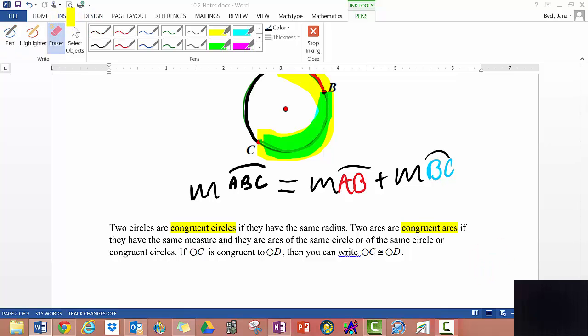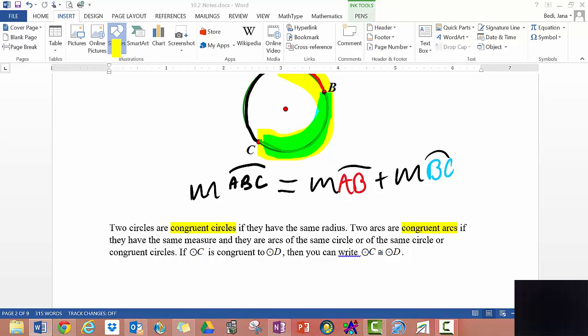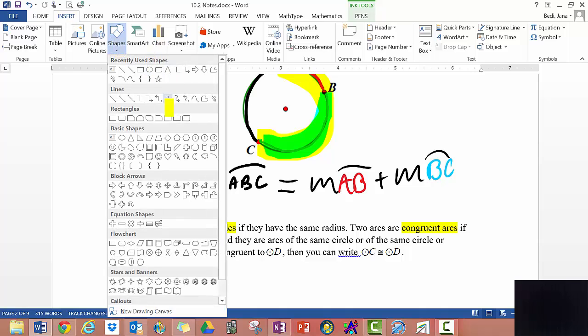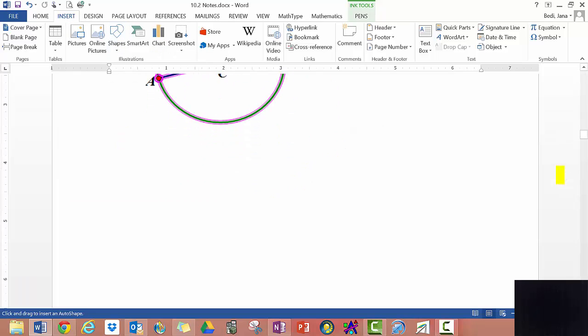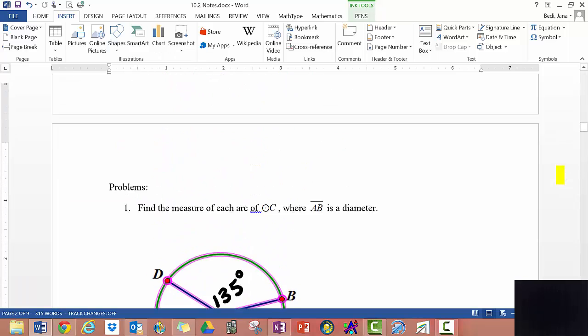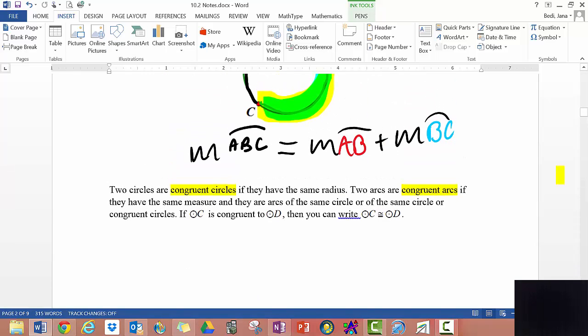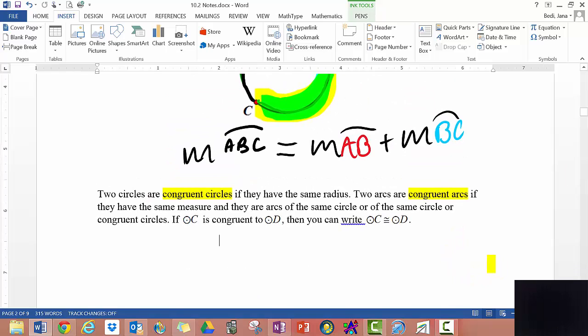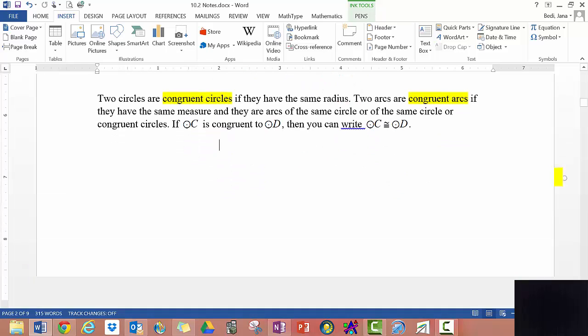So let's go in here and insert a shape and get a circle. Come on, circle, where are you? That's probably a circle. And if I have a circle, that's not working too well. So let's try by hand again.